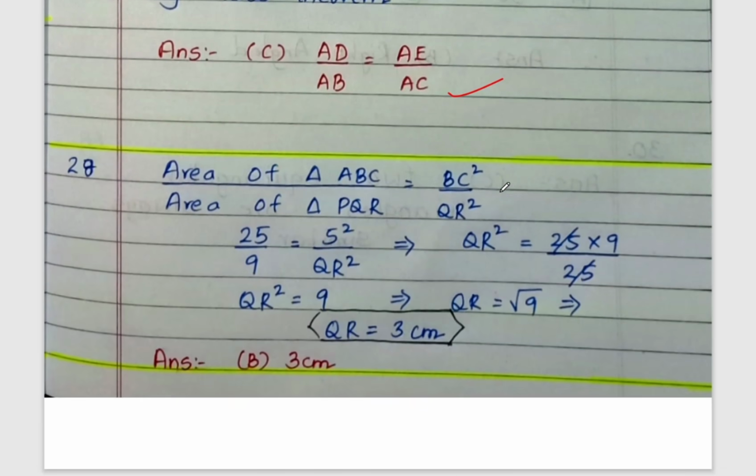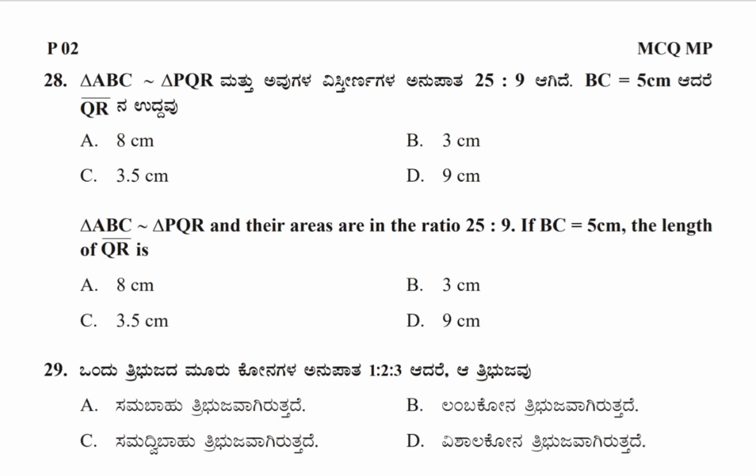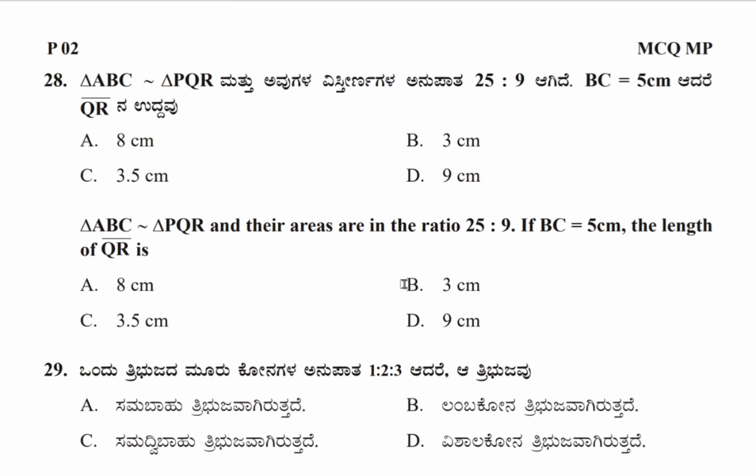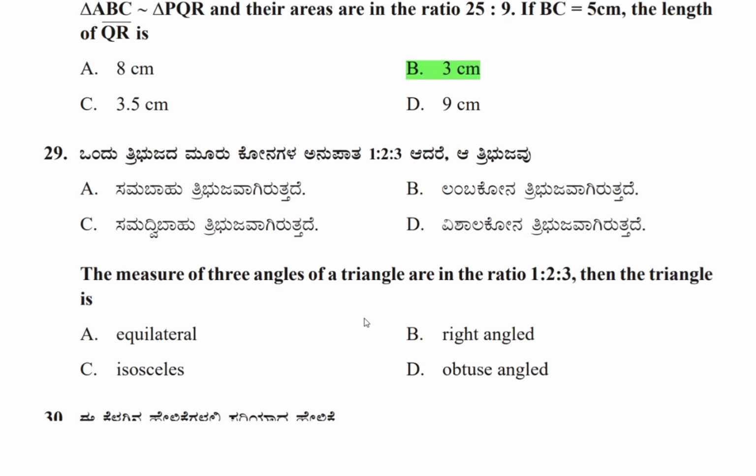Area of triangle ABC divided by area of triangle PQR equals BC square by QR square. Substitute the values: area of triangle ABC divided by area of triangle PQR equals 25/9, which is equal to BC 5. Substitute and find out QR square equals 25 into 9 divided by 25. 25 will cancel out. QR square equals 9. QR equals square root of 9, which is equal to 3 cm. Therefore, the correct answer is option B, 3 cm. The length of QR equals 3 cm.